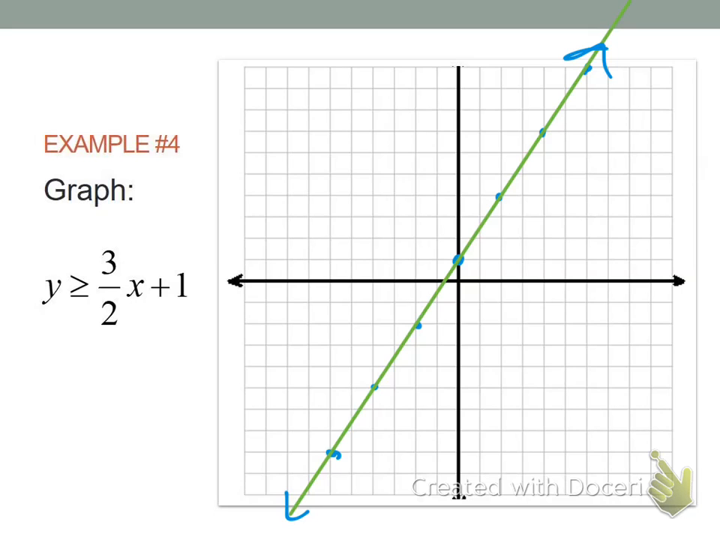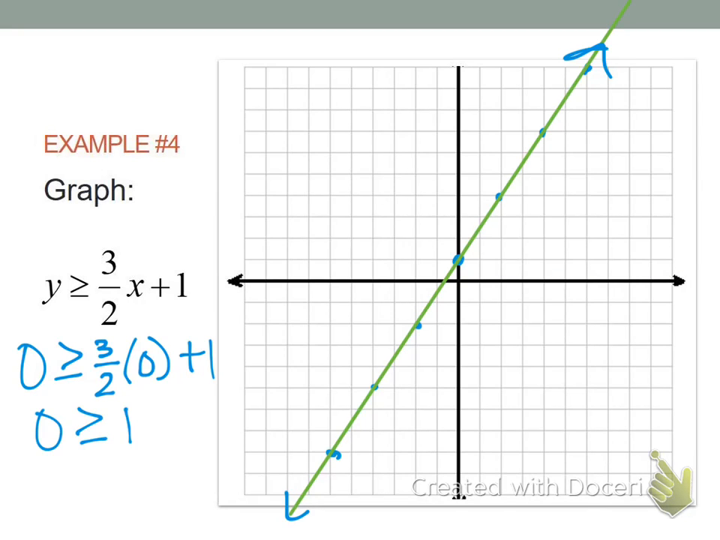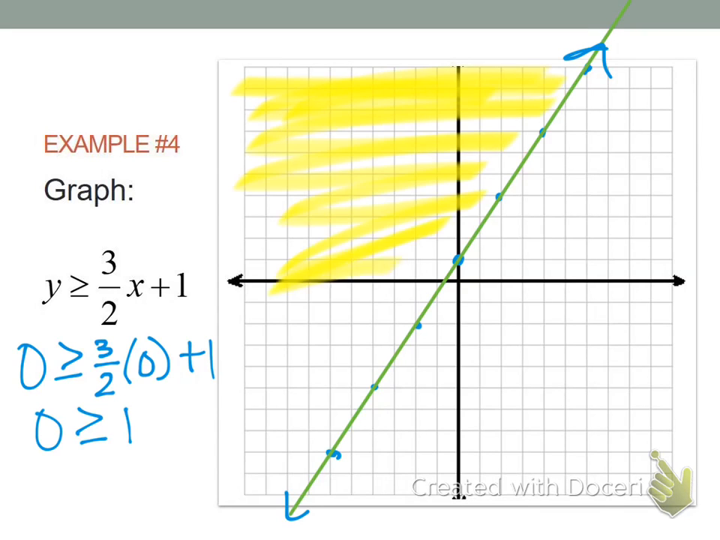We used a test point of 0, 0. So 0 went in for x and y. We end up with 0 is greater than or equal to 1. Whoever did our shading decided that that was false, and I agree. 0, 0 does not work, so we should not shade there. We should go to the other side of the line, and that is the area where we should shade it in.